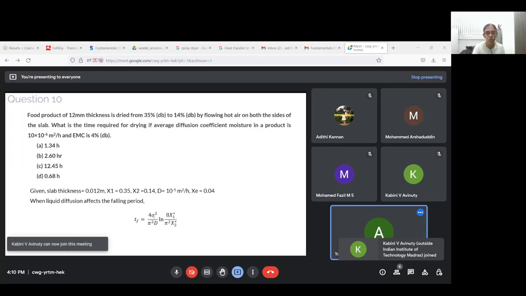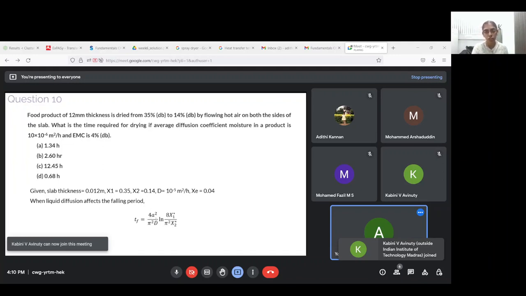So what these variables mean: a is half the slab thickness. So we are using half the slab thickness because you have a slab and you have air on both the sides. So it needs to dry only half the slab from one side. The rest half of the slab will be dried from the other side. So we calculate the thickness a to be half your slab thickness, which is 0.006 meters. This is half only when you have air on both the sides of the slab. Otherwise, you will not consider this as half the thickness.